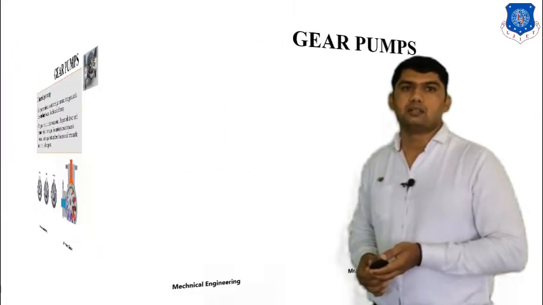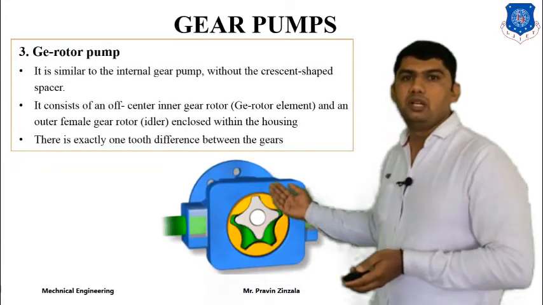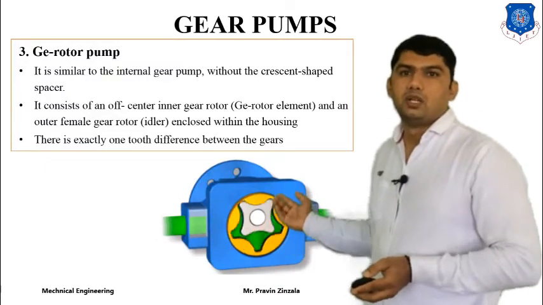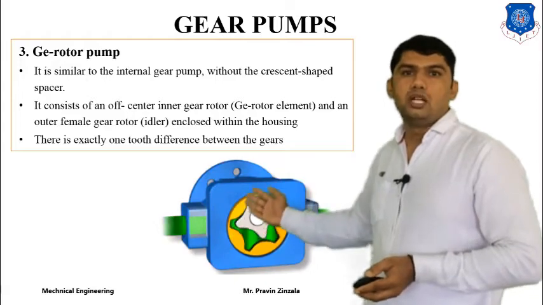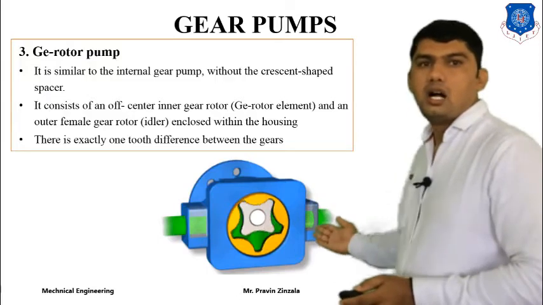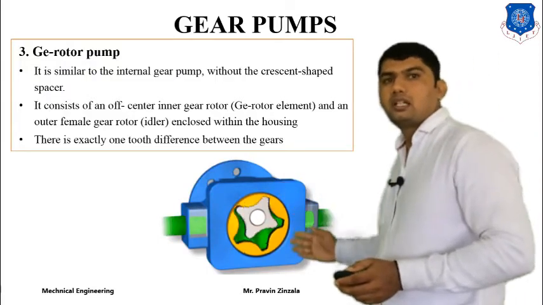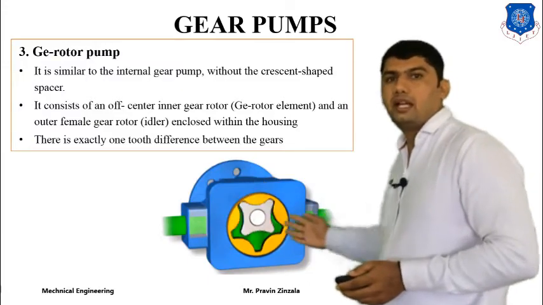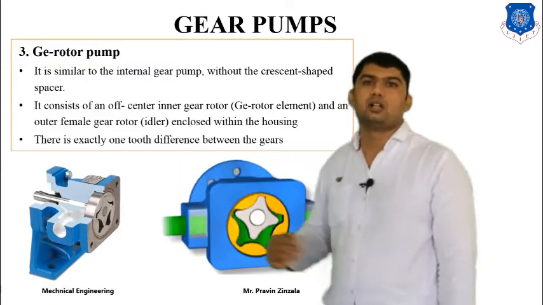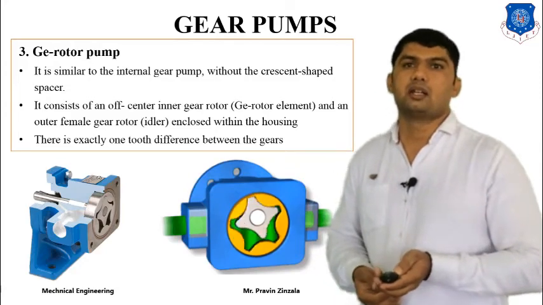The third gear pump is the G-rotor pump. It is similar to the internal gear pump, and in this type of pump there are only one or two differences between the gears. This is the inlet port and this is the outlet port. The inner gear is rotated by an electric motor, so it rotates the outer gear, and fluid is sucked in and discharged. This is a practical cut cross section of the G-rotor pump, so it is similar to the internal gear pump.